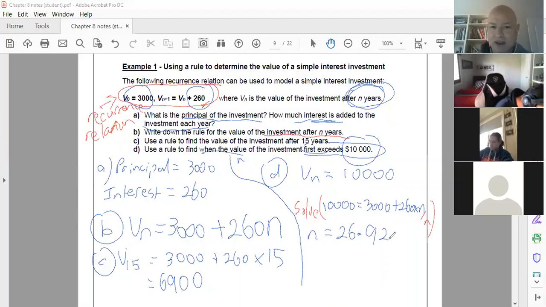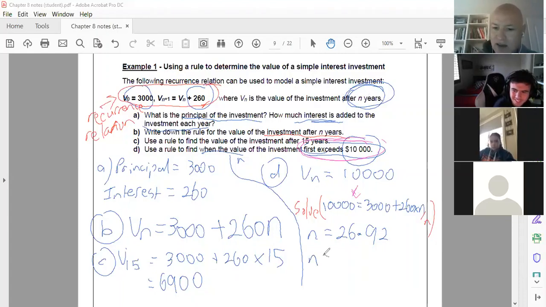That's not our answer because the question says when it first exceeds. So more than 10,000. We just solved it when it equals 10,000. So it's going to be more than 10,000 when N equals 27 years. You can't go down to 26. It wouldn't have reached 10,000 at 26 years. It has to be at the 27-year mark.